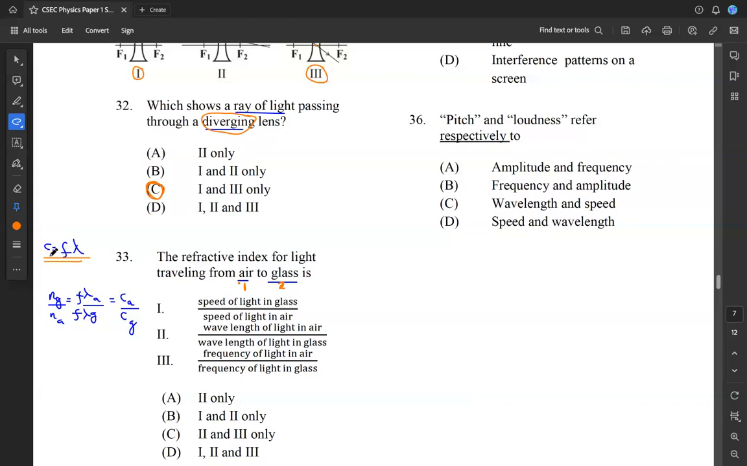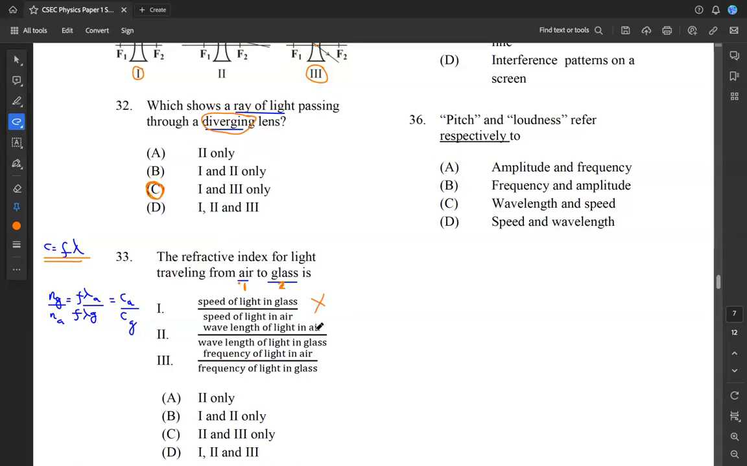So I know that c is equal to f lambda, speed is equal to f lambda. So I can literally drop in an f here, and that would essentially make this all equal to speed, right? So they're asking us to pick which one of these represents the refractive index for light traveling from air to glass. When we look at this, what do we see? We see speed of light in glass over speed of light in air. Do we see that here? No, we have speed of light in air over speed of light in glass. So this is not going to work. This is not correct.